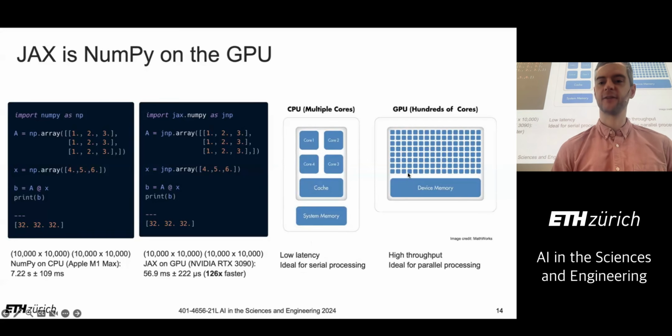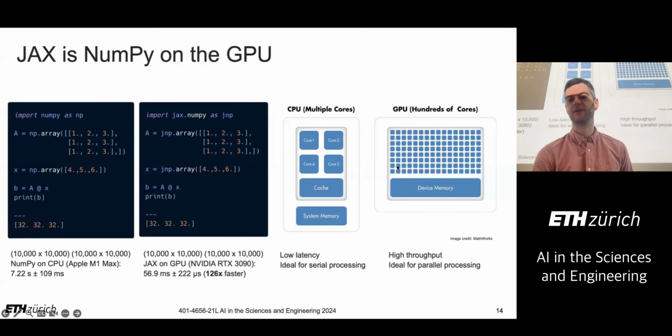A GPU, on the other hand, you can think of as having thousands and thousands of cores instead of just a few, like 16. They are designed for running computations that are highly parallel.